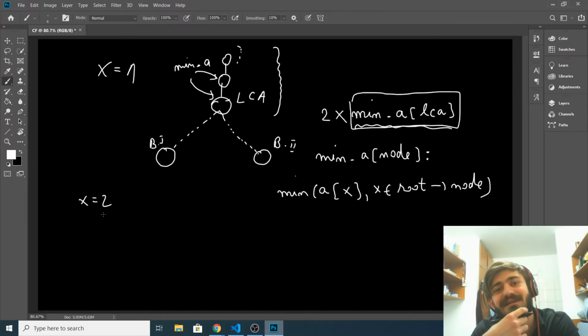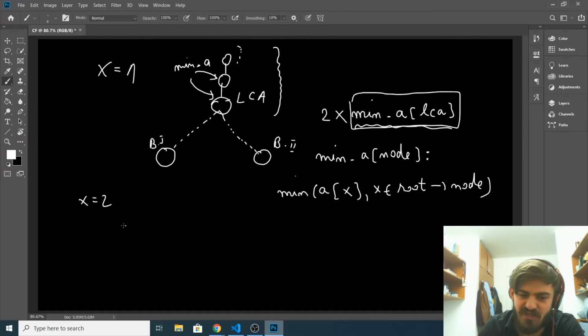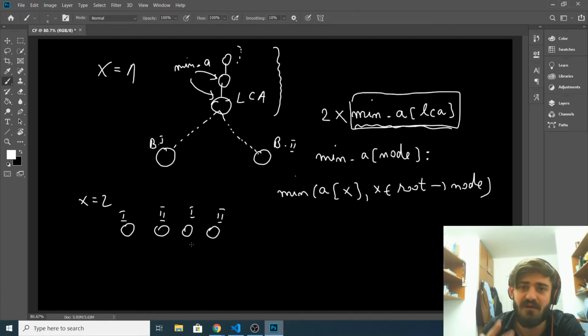Well, it's simple. If I have 4 nodes, let's just imagine 4 nodes. These are the nodes, right? And of course, 2 of them are going to be of type 1, and the other 2 of them are going to be of type 2. So these 2 type 1, these 2 type 2. I basically have 2 possible scenarios.